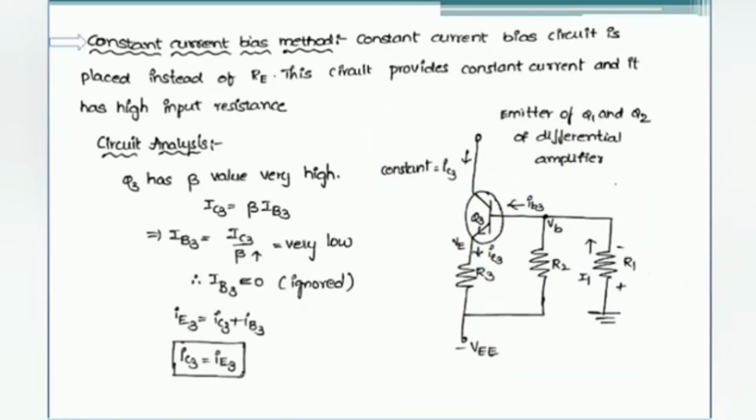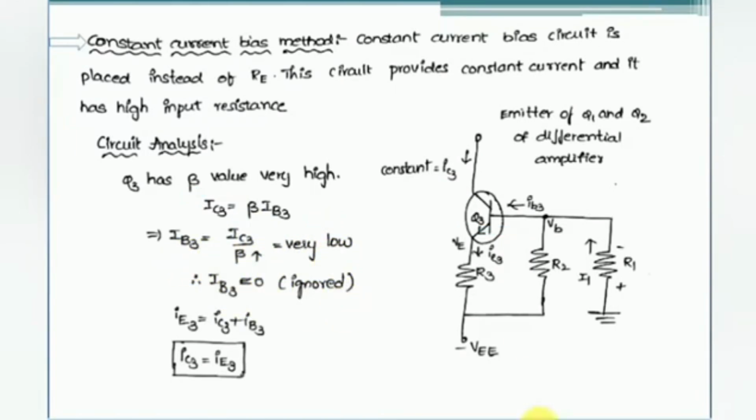So now we will see the circuit analysis. Here we always assume that transistor Q3 has a high gain, which we represent with the value beta. Since beta is very high, from the collector equation we can write IC3 as beta times IB3. So what happens to the value of IB3? IB3 is IC3 by beta, and since beta is very high, 1 by beta gives a very low value, so in the maximum case we can neglect the base current IB3.